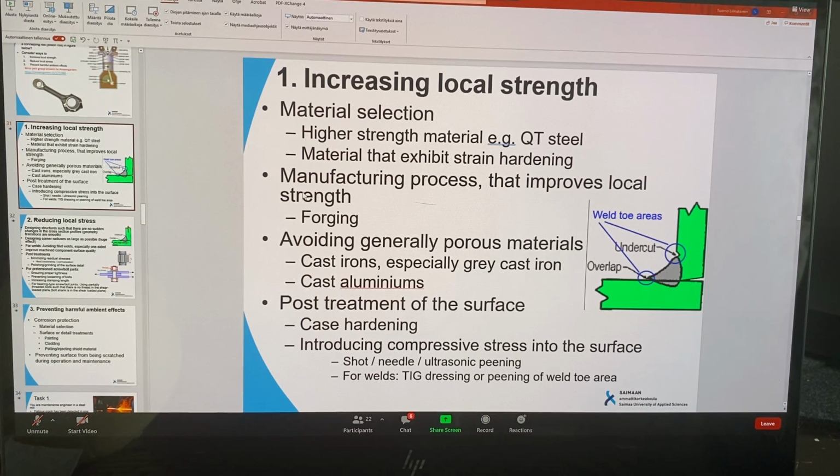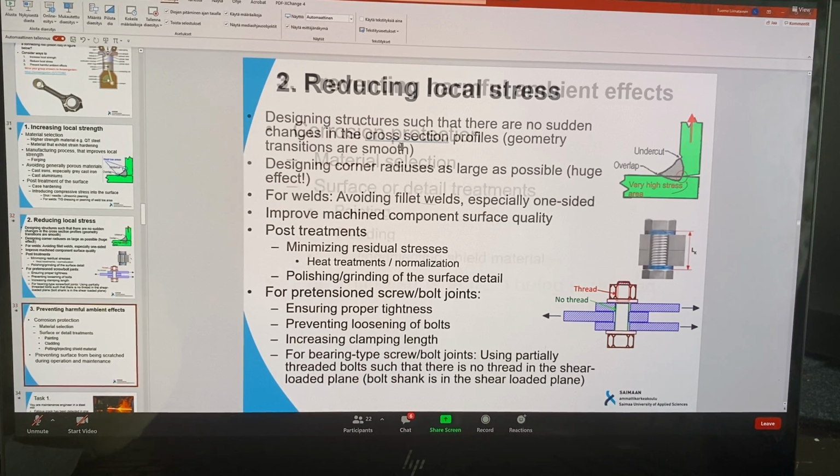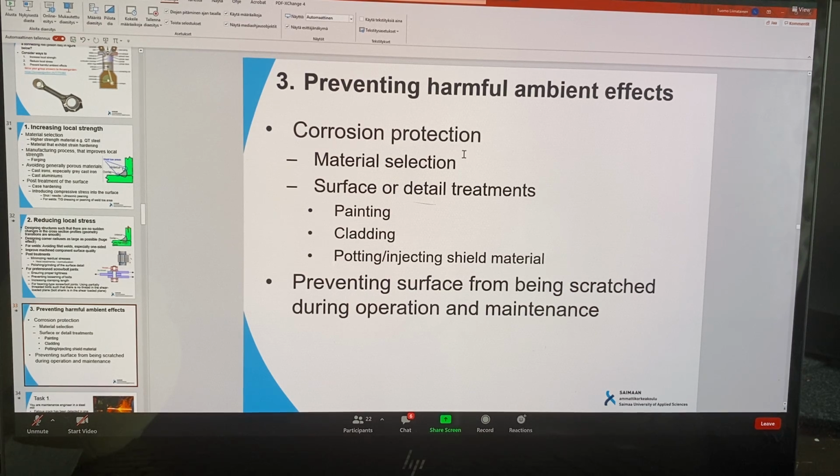Okay, good. So here are some of the details which are under the main topics. What does it mean when you increase the local strength? What can you do? Also, what can you do about reducing local stress? And what can you do about preventing harmful ambient effects?